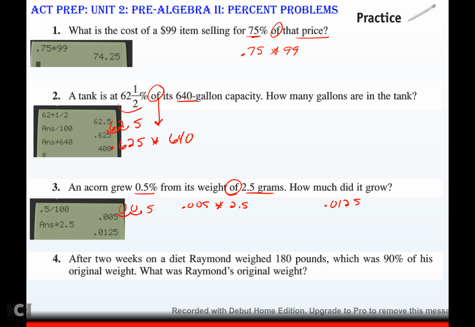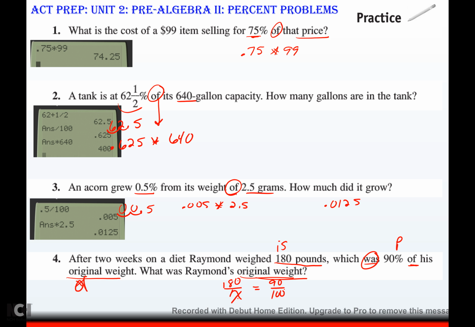4. After 2 weeks on a diet, Raymond weighed 180 pounds, which was 90% of his original weight. What was Raymond's original weight? So they're saying that 180 pounds is, because "was" is past tense, so there's my is. They gave me P. And of is his original weight, which is what they're asking for, so that's my x. So I set this up. I'm going to do 180 over x, because is over of equals P over 100.